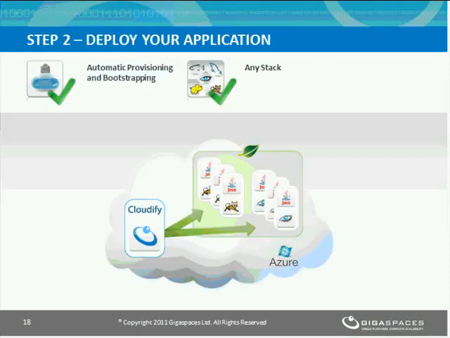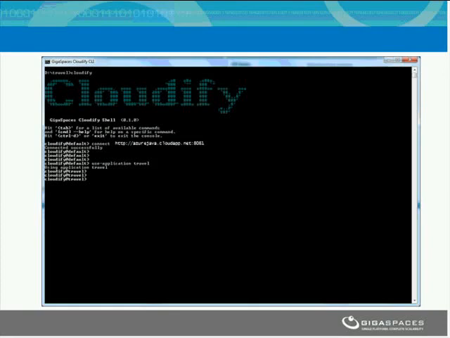Step two of our deployment would be to deploy our application after we've defined our recipe, and that will look something like this. So the first thing that we're going to do is open the Cloudify interactive shell. In the Cloudify interactive shell, the first command that we'll run is a connect command to the same DNS name that we've seen earlier in the previous slide.